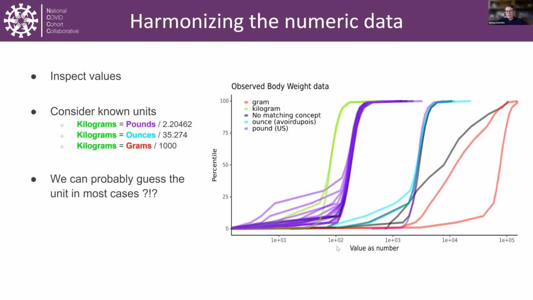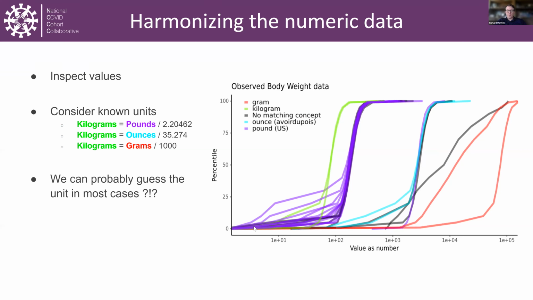This again is real data on the right. And so on the x-axis, we have the actual values, and these are CDF plots, so cumulative distribution functions. And these are, again, body weight. But now I've colored it by which unit they come in. And what we want to do here is sort of inspect the values and see that the two sites that are providing us data in kilograms, their distributions are looking similar in green. All the purples are sort of together, all the blues are together.